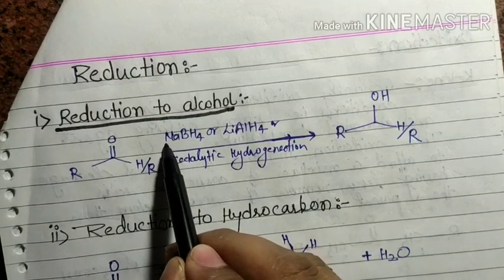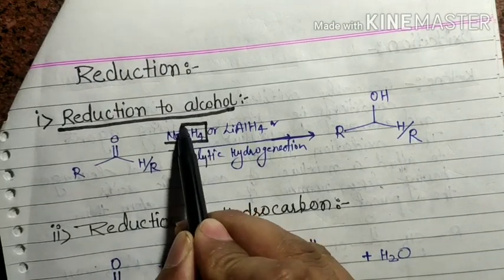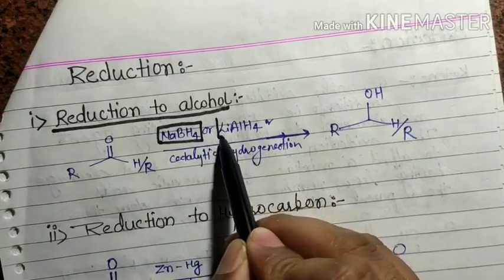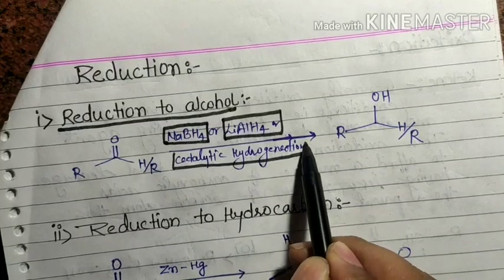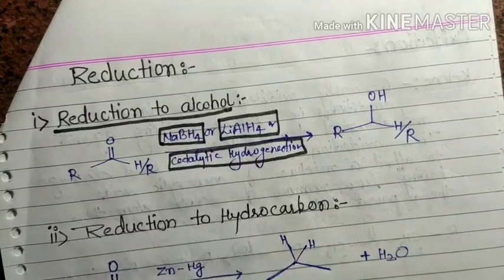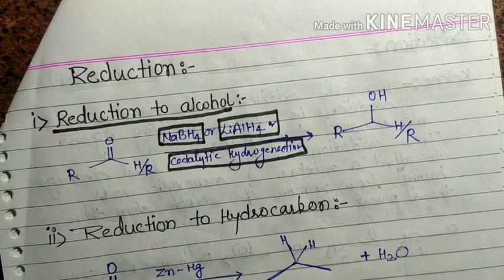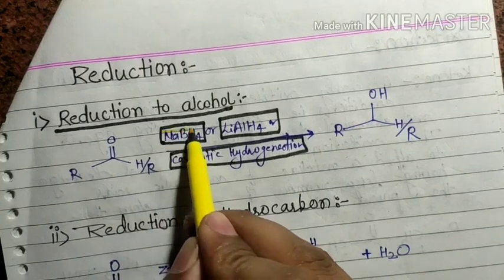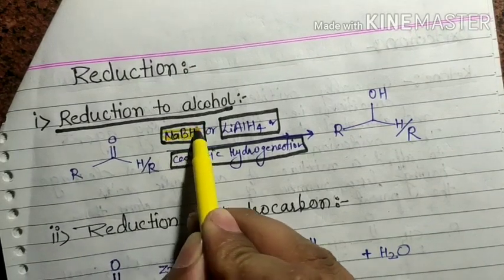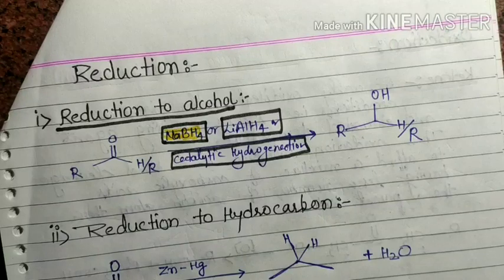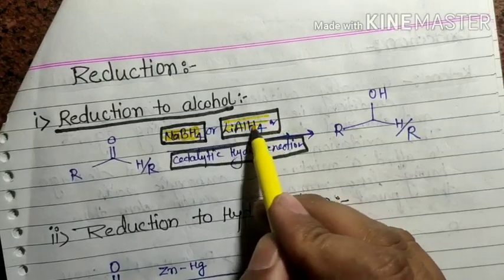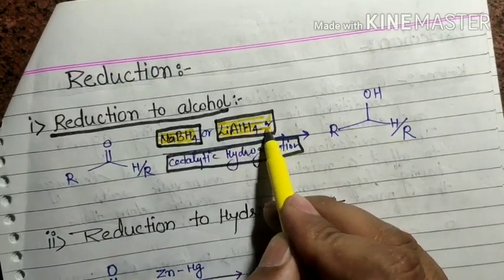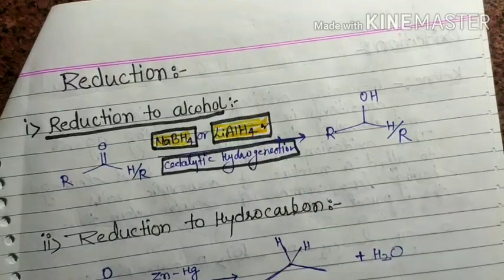In the presence of NaBH4, that is sodium borohydride, LiAlH4, lithium aluminum hydride, and the other option is catalytic hydrogenation, like nickel, palladium, platinum and H2, to give their corresponding alcohol. So any of these three can convert aldehyde and ketone to alcohol. Lithium aluminum hydride also converts the aldehyde and ketone to their corresponding alcohol, that is 1 degree or 2 degree.